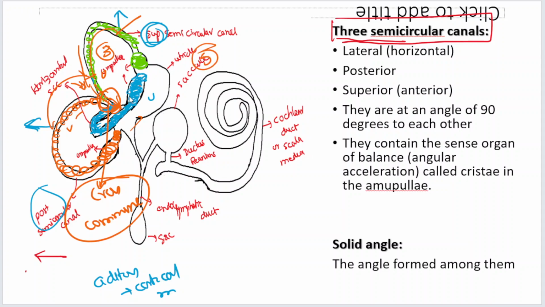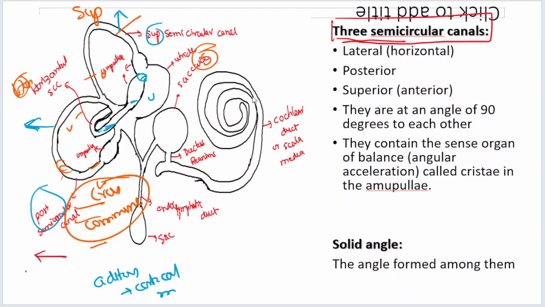five openings only into the utricle, because the superior semicircular canal and the posterior semicircular canal join to form the crus commune. Okay, so what is the other thing that is important? They are present at right angles to each other. All the three semicircular canals are present at right angles to each other.